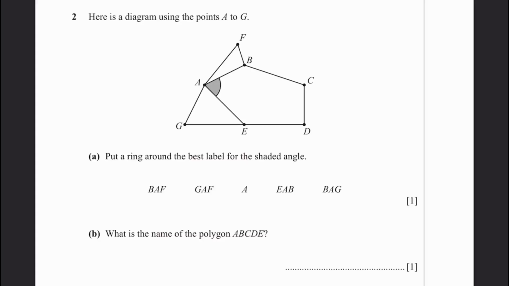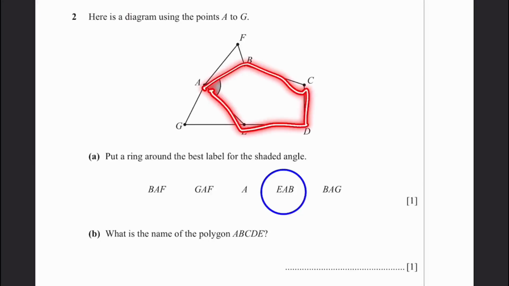Question 2. There is a diagram using the points A to G. Put a ring around the best label for the shaded angle. BAF is this angle, which is not correct. GAF is here, which is not correct. A alone could be this angle, this angle, or even this one, so we don't know which, and that's not correct. BAG is this, and that's not correct. But EAB is this, and that's the shaded angle. So EAB is the answer. E is part of the name of the polygon ABCDE. It's a 5-sided polygon, which is a pentagon.